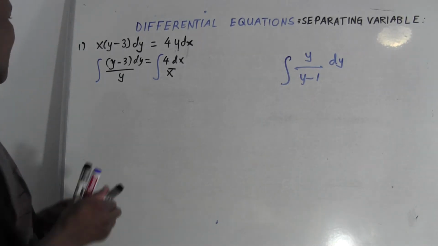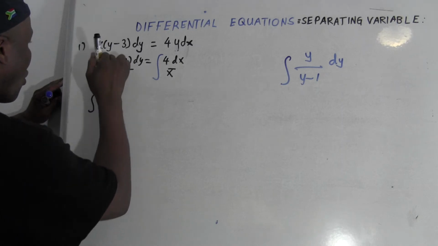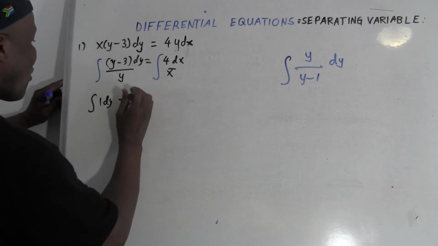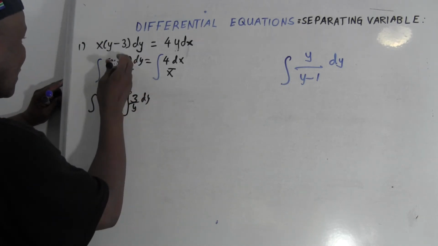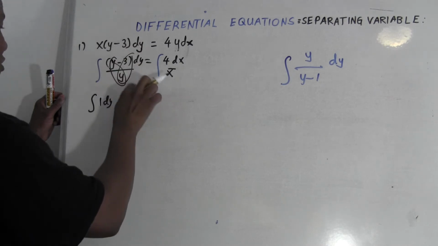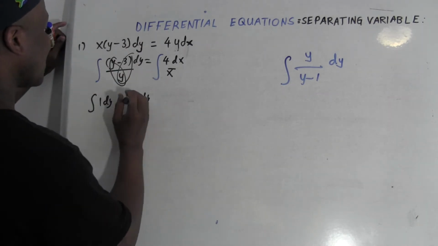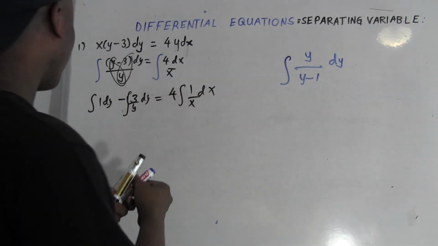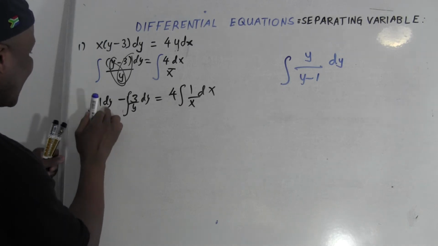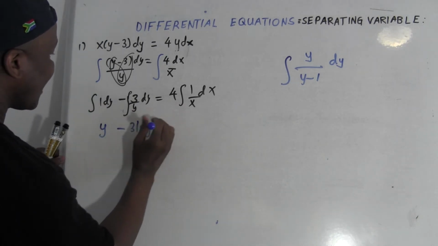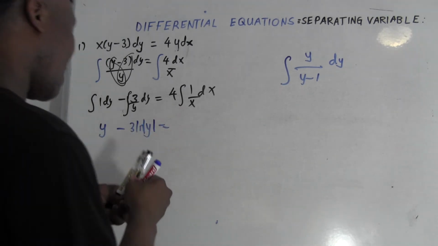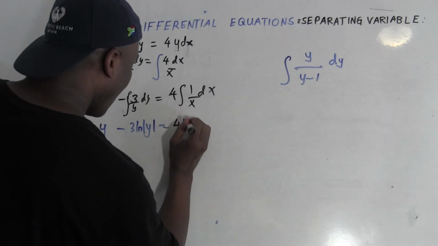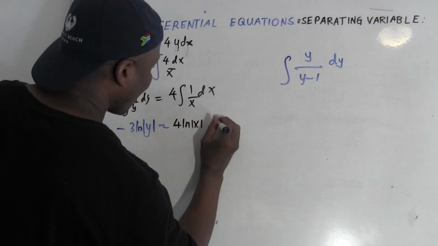So now I'm going to say integral of 1 dy minus 3 over y dy, and you integrate. Integrate the first group, integrate the second group, minus in between. This is equal to 4 goes behind, integral 1 over x dx. When you integrate, you're going to get y minus 3 ln of y absolute. Whenever you have a ln, make sure you put your absolute. And this is going to be 4 ln of x absolute, plus c.